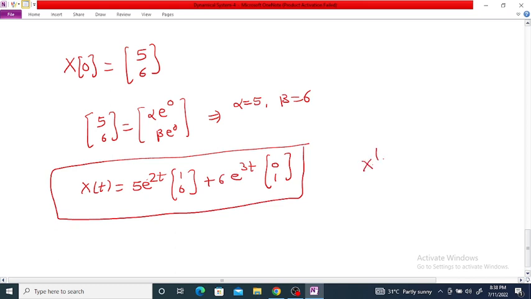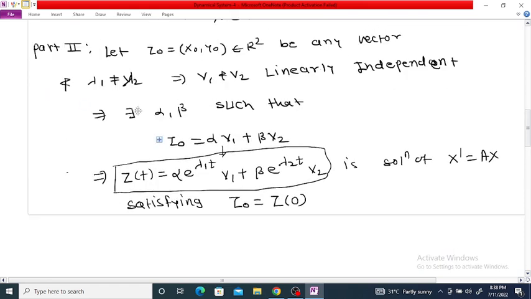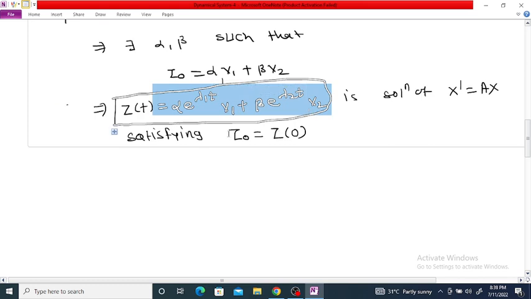X dash is equal to the matrix [2 0; 0 3], satisfying the condition x0 is equal to (5, 6). Same logic we are going to apply in this theorem. We consider one initial condition, z0 is equal to (x0, y0). So there exist alpha and beta such that z(t) is the general solution satisfying z(0) is equal to z0.